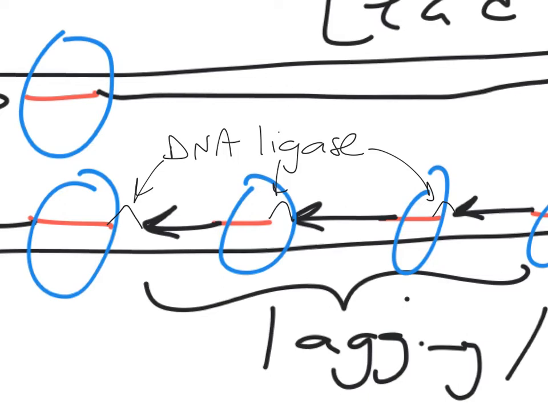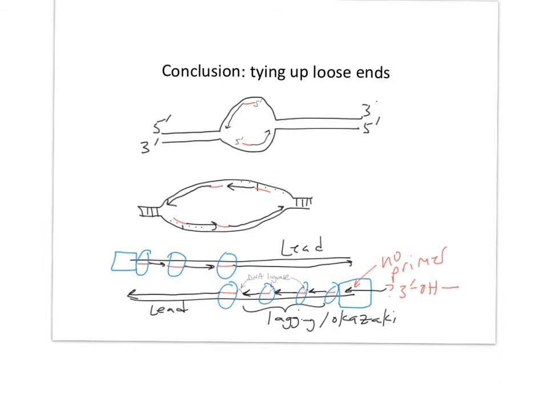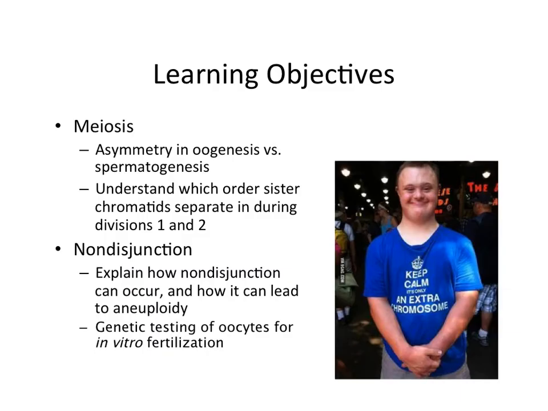So DNA ligase comes along and ligates or ties all of the short fragments of DNA together to produce one strand. It's got a covalent backbone that goes from one telomere all the way to the other. So those are three problems we have to worry about at the end of replication. So that's the end of replication. Now we move on to the new subject, meiosis.